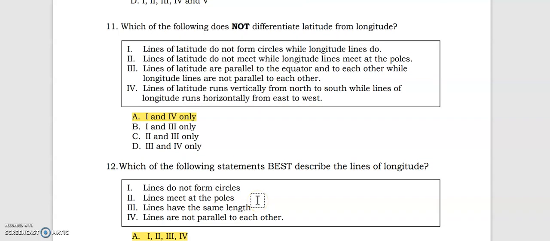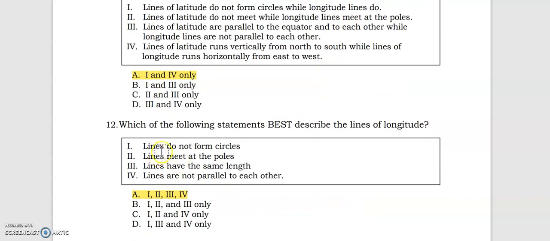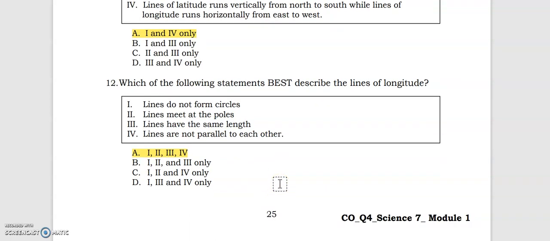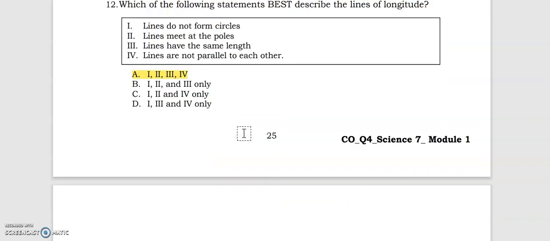So which of the following statements best describe the lines of longitude? So lines do not form circles, lines meet at the poles, lines are not parallel to each other. So 1, 2, 3, 4 lines have the same length. So these lines of longitude have the same length.